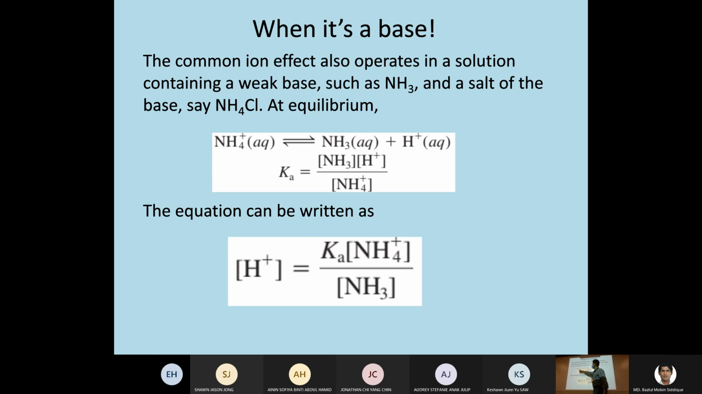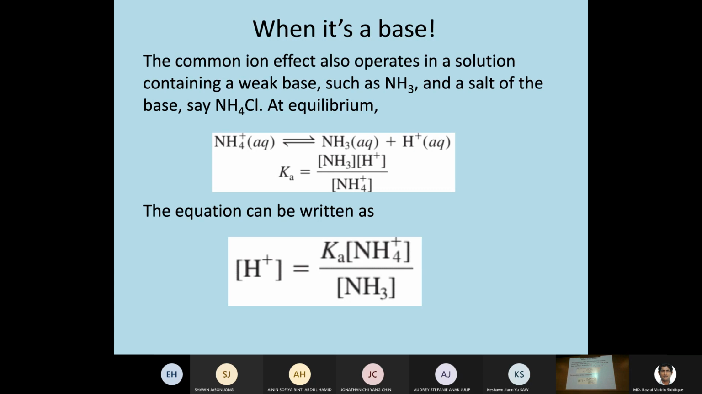Because this is an acid, if we take the Ka, the acid dissociation constant of that ammonium ion, we get this equation. Of course, we know all this already. From here, if we want to know the pH of the solution, just rearrange it a bit so that we get the hydrogen ion, and we can get the pH of the solution.